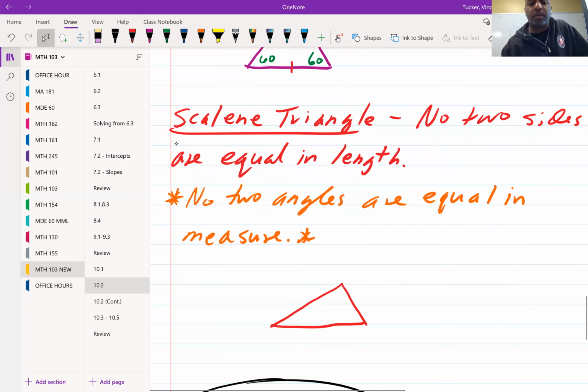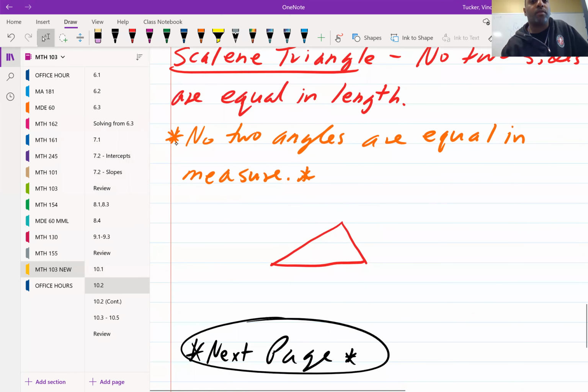All right, is everybody done with this? What's the next page? Very good.